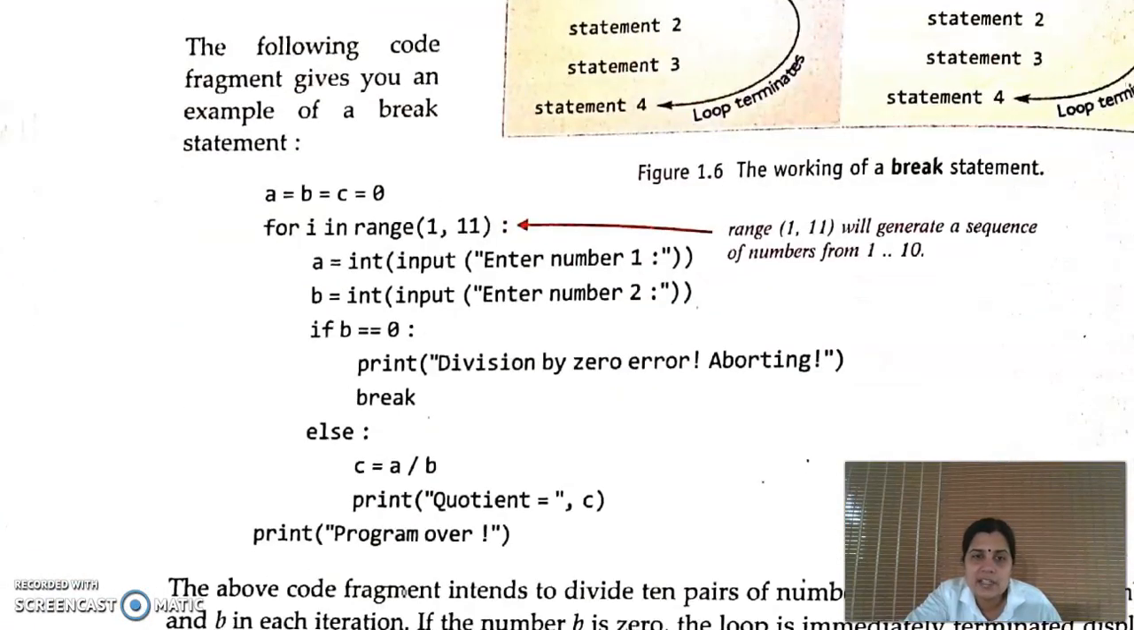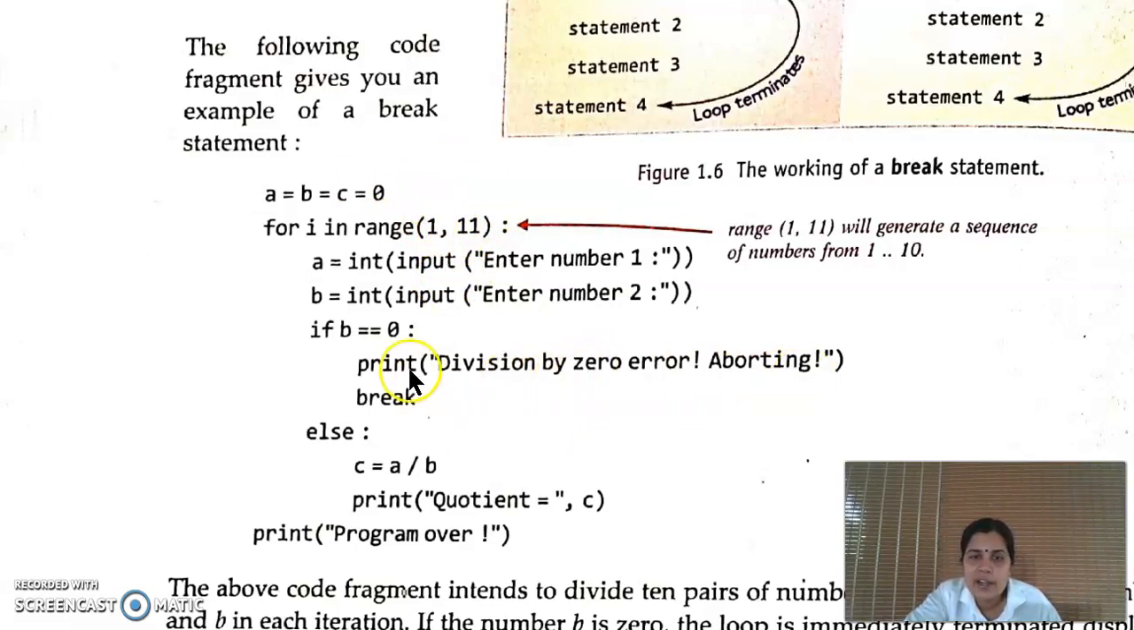And then we deal with break and continue. A break statement means at that time itself the loop is terminated. A continue statement means the loop is terminated for the corresponding iteration only. The remaining iterations will take place. So here is an example. Here two numbers are inputted, in range 1 to 11. 1 to 11 means numbers are generated from 1 to 10.